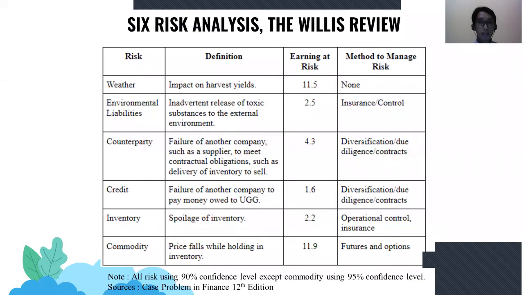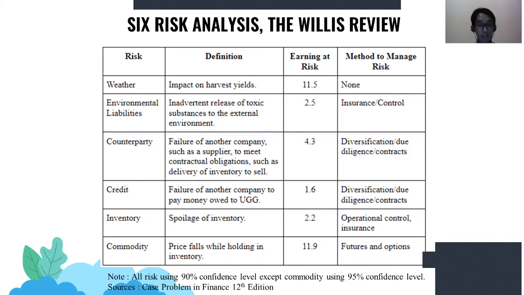Now, I will explain risk analysis. To show an analysis of risks that occur in United Grain Growers, we use a 3x3 risk matrix. Calculation and consideration are based on the probability of risk occurrence and using the earning at risk estimation formulated by UGG and the Willis report.